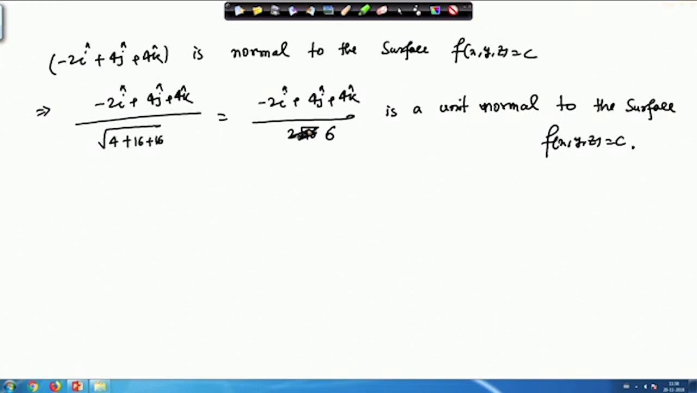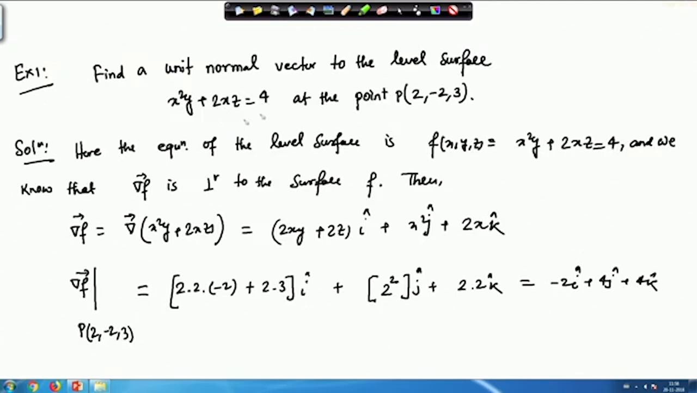And you see we had the equation of a level surface in this example. We wrote this level surface as f(x, y, z) equals c, and then we had to calculate the gradient, because the gradient is a vector normal to the surface f(x, y, z) equals c. Then we calculated the gradient at the point P, and divided it by its magnitude, and that gave us the unit normal, or unit vector, perpendicular to the surface x square y plus 2xz equals 4 at the point (2, -2, 3).